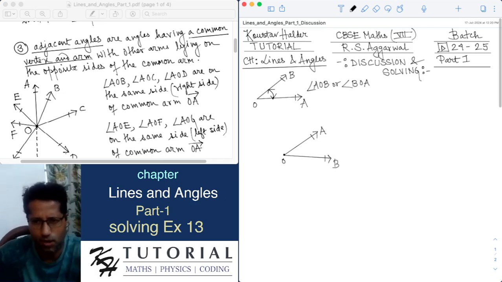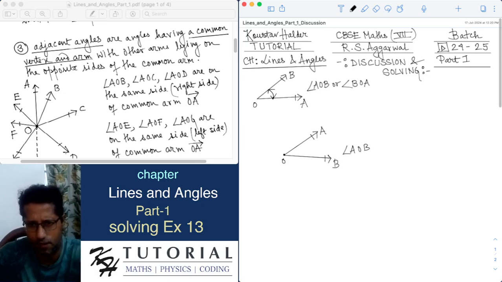One angle is AOB, with the two arms OA and OB, and another angle, let's say we have OC. Now clearly, this is angle AOC, and this one is angle AOB.